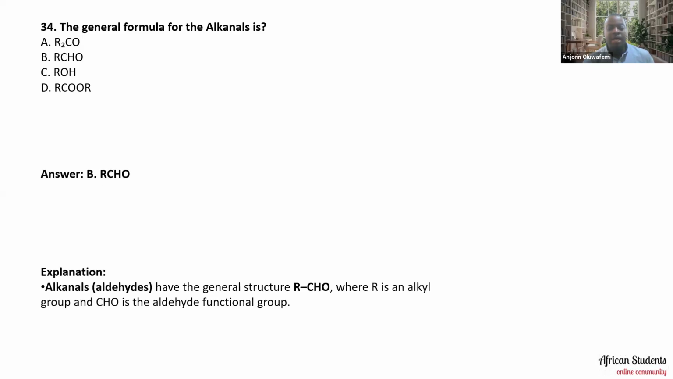Okay. Then the general formula for alkanal is R2CO, RCHO, ROH, RCOOR. What is the general formula for alkanals? The right answer to that one is B, which is RCHO. Alkanals have the general formula RCHO, where R is an alkyl group and CHO is the aldehyde functional group. Okay.